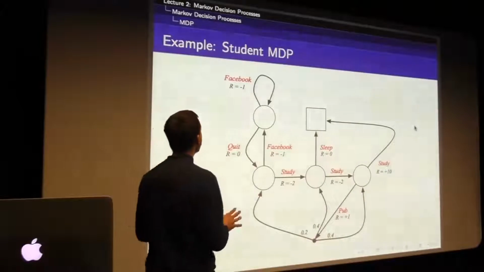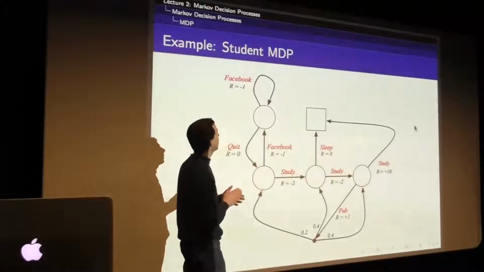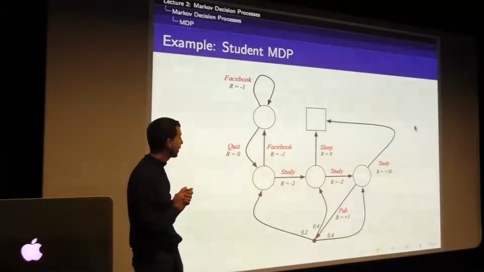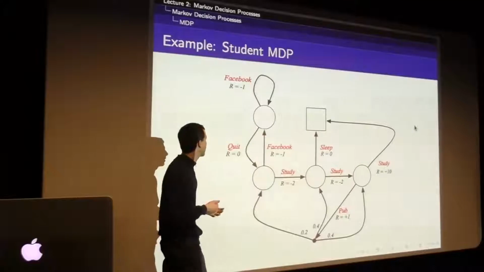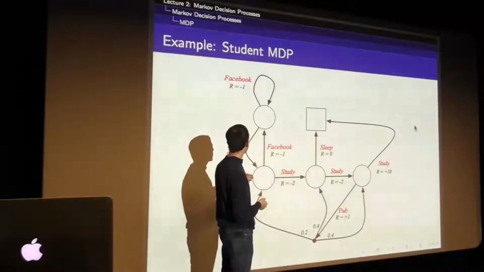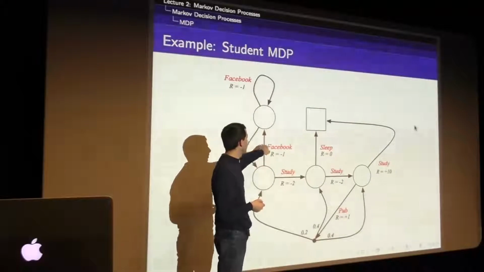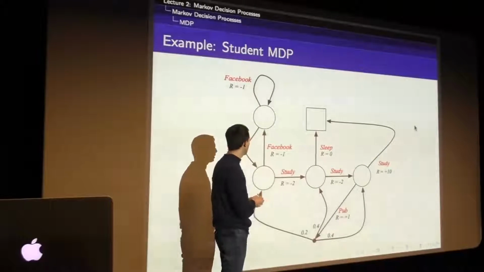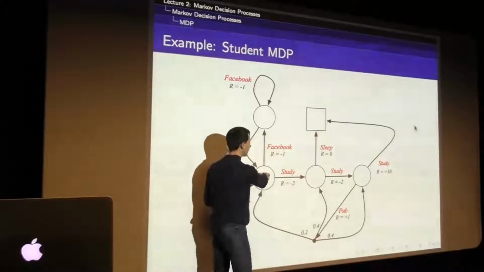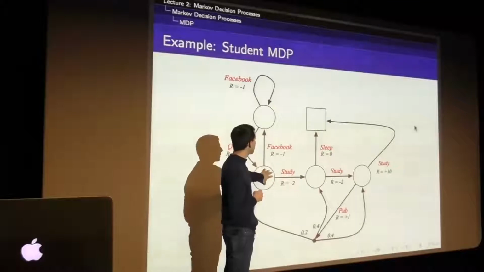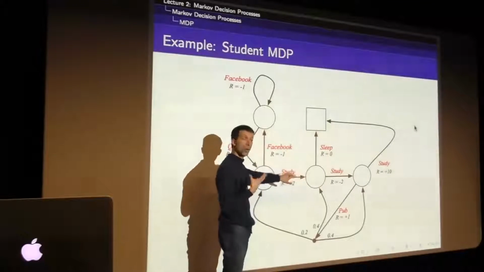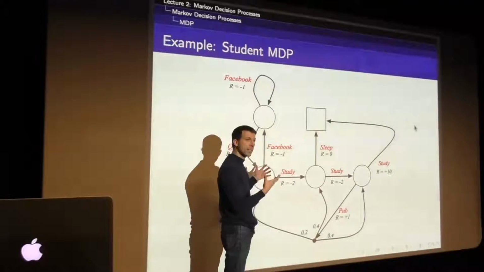So what we're going to do is actually redo our student Markov process now, but as an MDP, where there's decisions that you can take. So the decisions are now these red labels on the arcs. And so the point now is that you actually have some agency here. And so from this state, you can choose to either study. That's a choice now. So there's no probabilities attached to this.